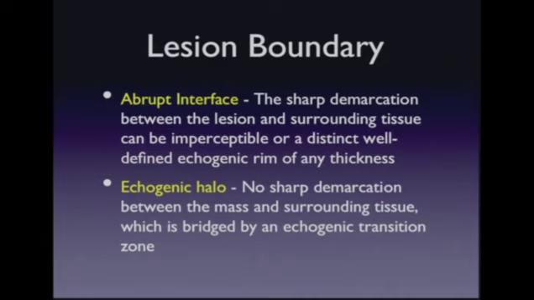We want to look at the lesion boundary. You can either have an abrupt interface, meaning that there is a sharp demarcation between the lesion and surrounding tissue, which can be imperceptible, or a distinct, well-defined echogenic rim of any thickness. We can also have an echogenic halo, where there's no sharp demarcation between the mass and surrounding tissue, which is bridged by an echogenic transition zone.